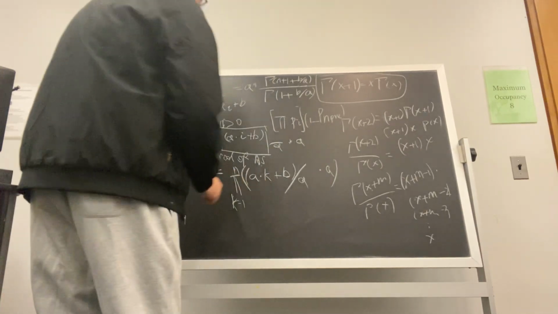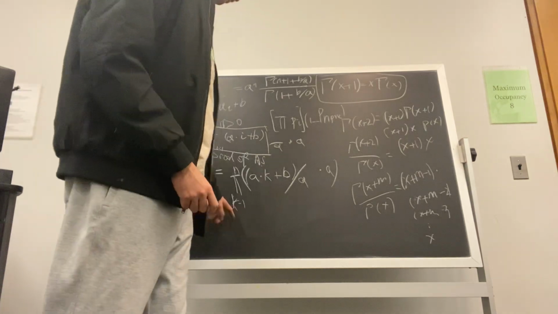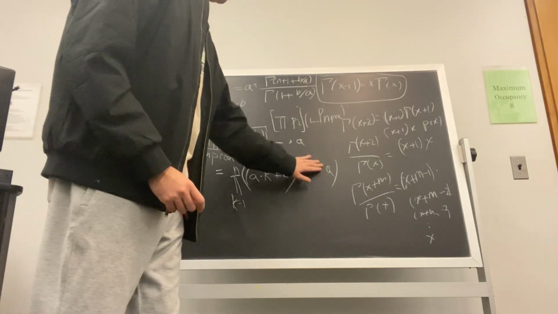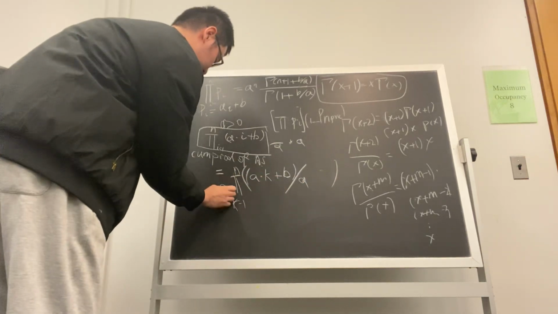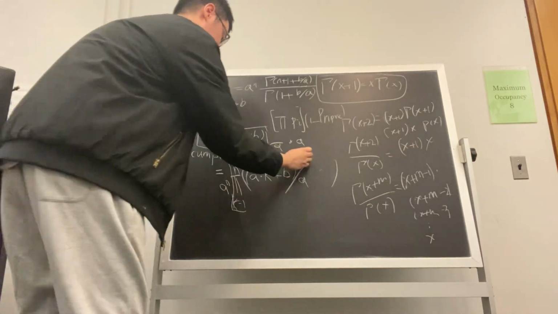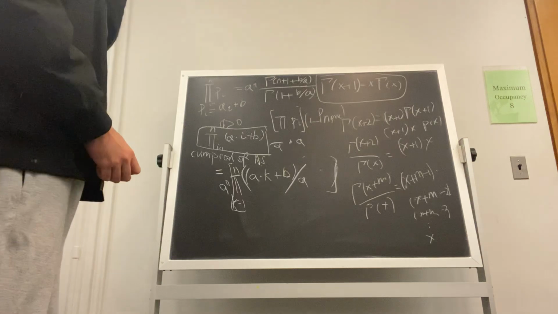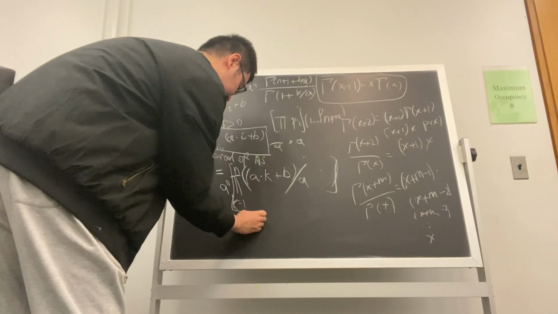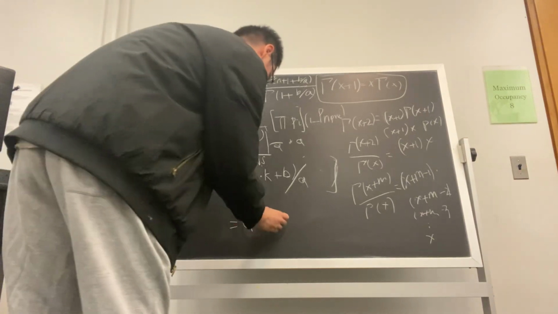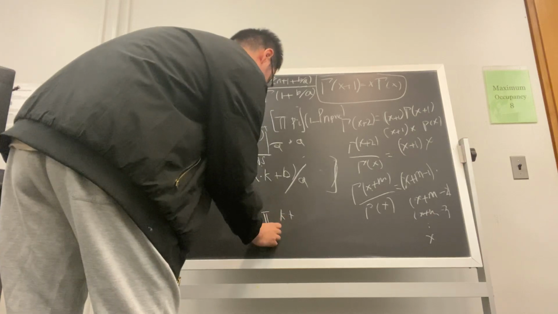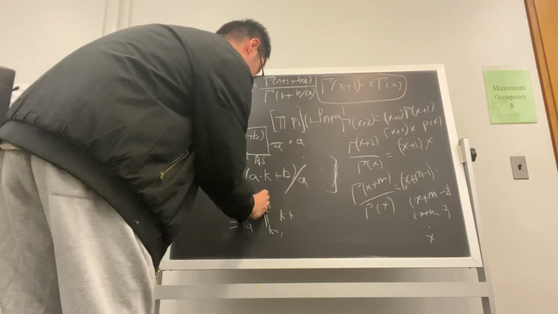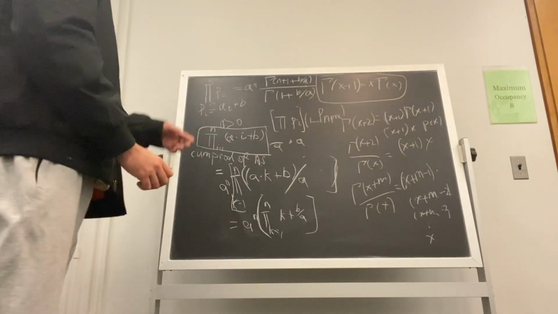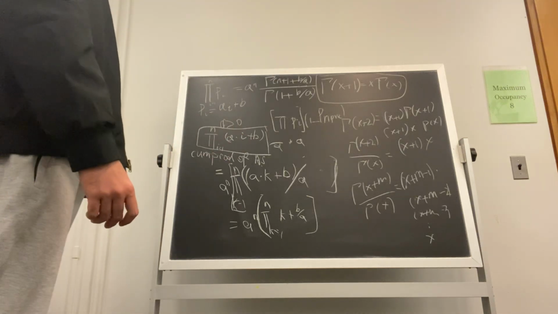So for each term in the product, this is a finite product, and a is not dependent on i, so you can move it out. So this a becomes a to the power n times the whole thing, right? And if you divide this by a, what you get is a to the power n times the product of k plus b divided by a. I hope this is clear.